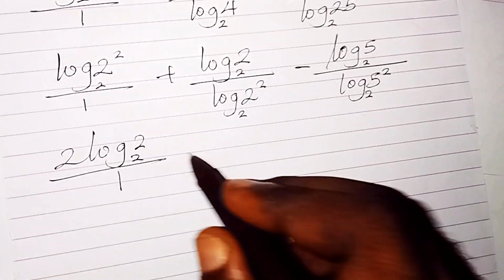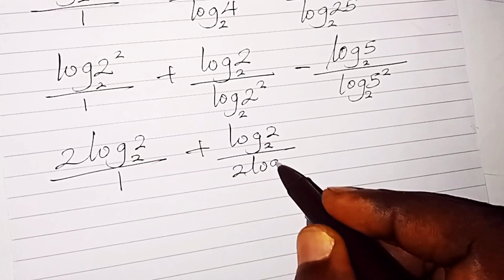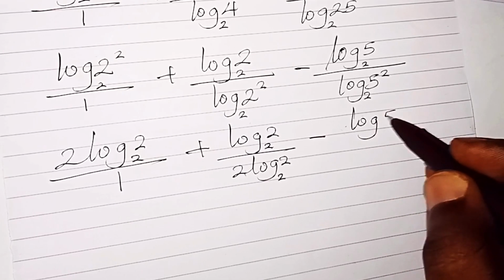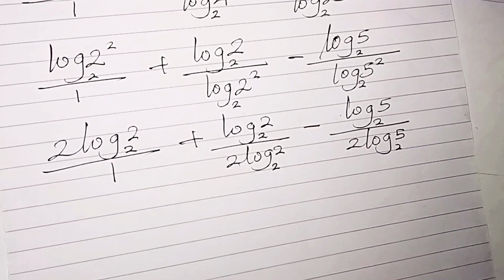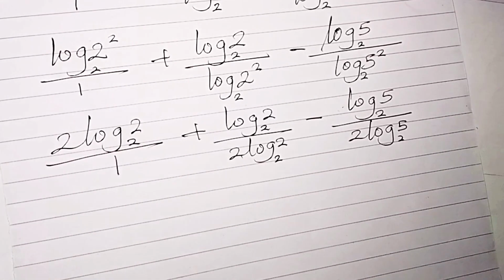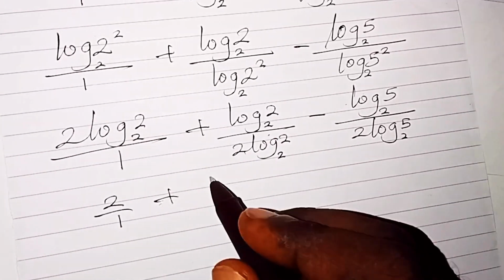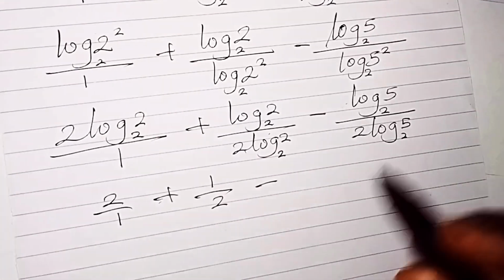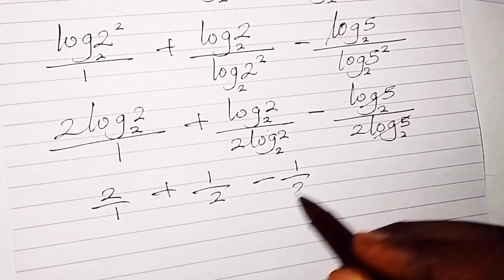1, and then plus here is log 2 base 2, and then divided by 2 log 2 base 2, and then minus, here is log 5 base 2 over 2 log 5 base 2, and then in this case log 2 base 2 is going to be 1, so here is 2 over 1, plus log 2 base 2 is 1, that's 1 over 2, okay? And then minus, here is going to be log 5 base 2, we can get rid of log 5 base 2 here, so you have 1 over 2.